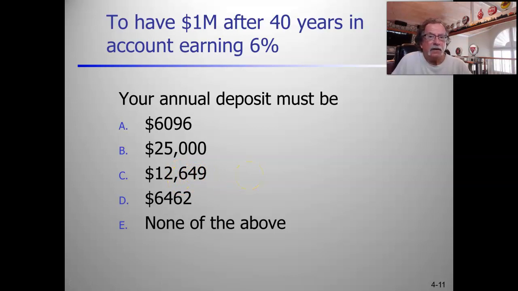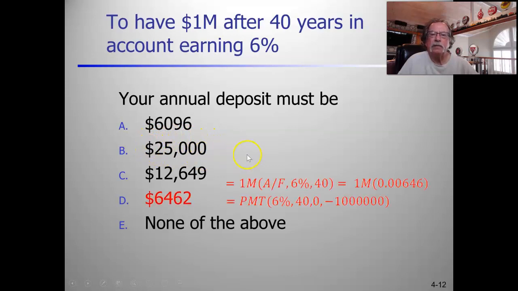So this is kind of this. If you want $1 million in 40 years, and you know you're going to earn 6%, let's say you were going to put your money in a balanced fund in the stock market, how much would you have to deposit per year? You could divide 1 million by 40, and you'd get that you have to deposit at least $25,000 per year. Well, no, you don't. Look at this.